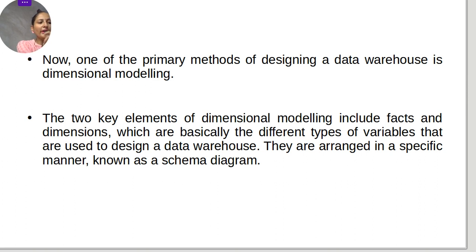Before loading data into data warehouses, we should know the structure. What is the structure of the data warehouse? The structure means tables, data, what the data structure should be. This process is known as the structure of the data warehouse. Two key elements are used there, dimension and facts, which are basically the different types of variables that are used to design a data warehouse. They are arranged in a specific manner known as a schema diagram.